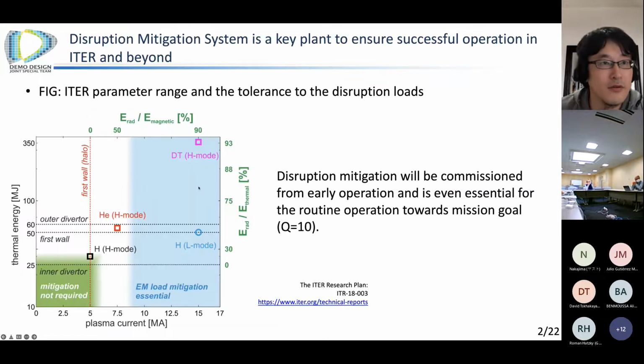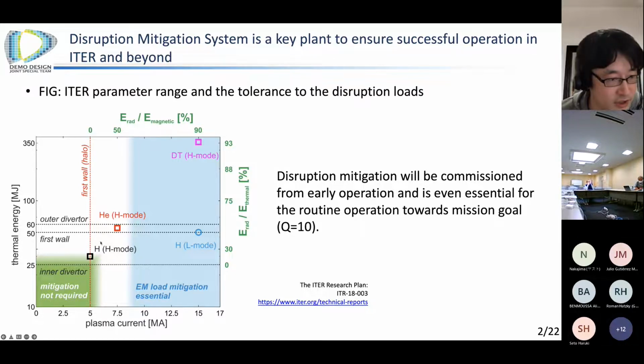Let me introduce some issues which we are addressing. You know that the disruption mitigation system is a key plan to ensure successful operation in ITER and beyond. This is a famous figure that shows the parameter space of the ITER operation in the space of plasma current and thermal energy. With the enhancement of the plasma performance to higher current and thermal energy, the machine load associated with the disruption becomes bigger and bigger.